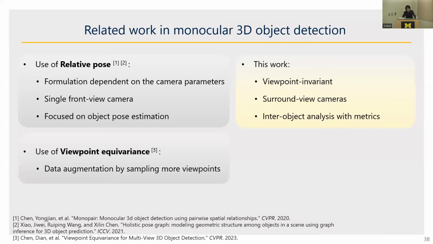Also, a recent work discussed the idea of viewpoint equivariance in object detection, and it uses data augmentation by sampling more viewpoints to let the network learn more viewpoints. And this contradicts our philosophy of reducing the sampling complexity by leveraging the symmetry.